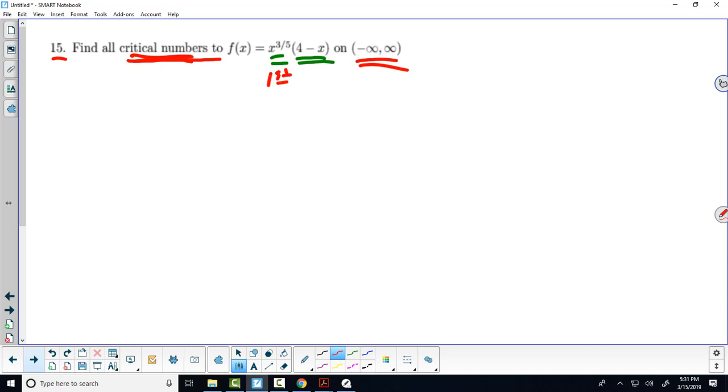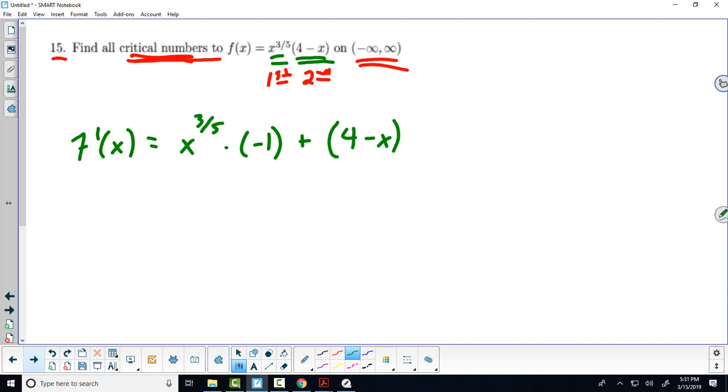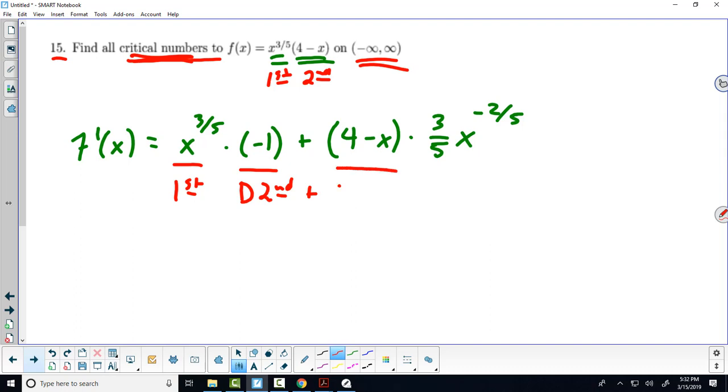Let me call this the first. I'll call this the second. So we get that f prime of x is equal to the first times the derivative of the second, plus the second times the derivative of the first. So real quick, in terms of our derivative, this was the first, this was our d second, plus this is our second, this is times d first.